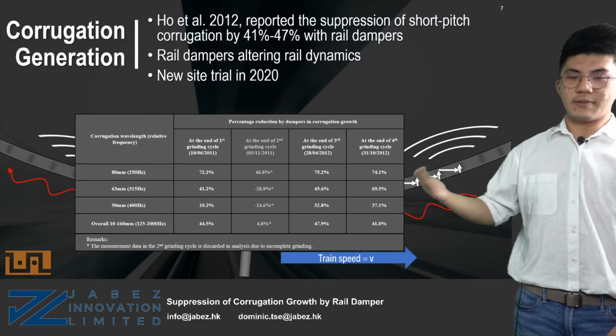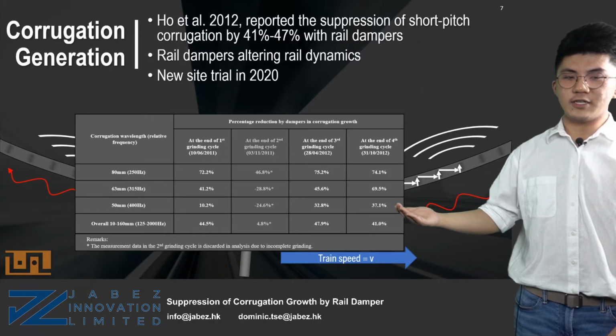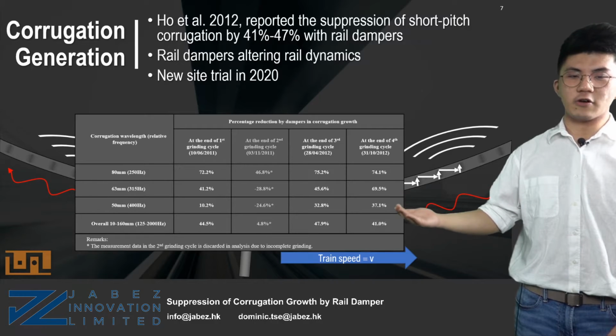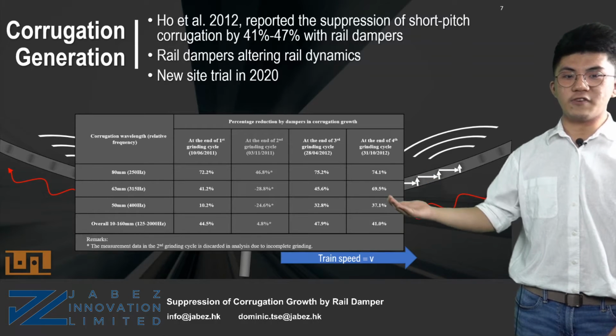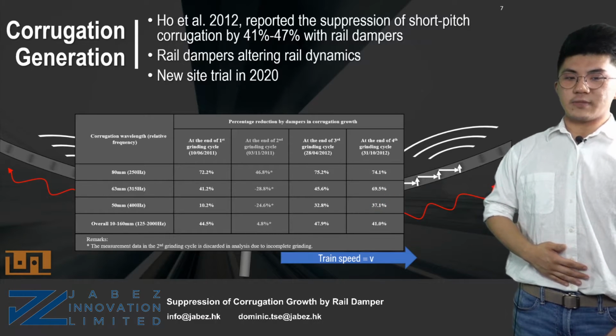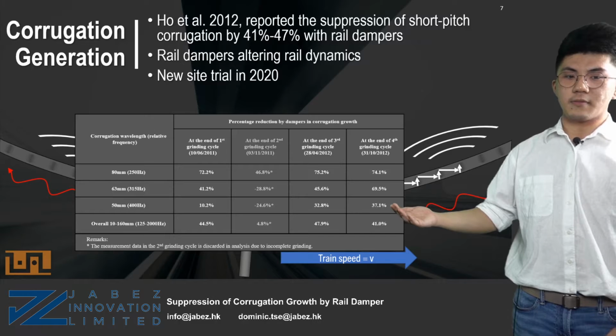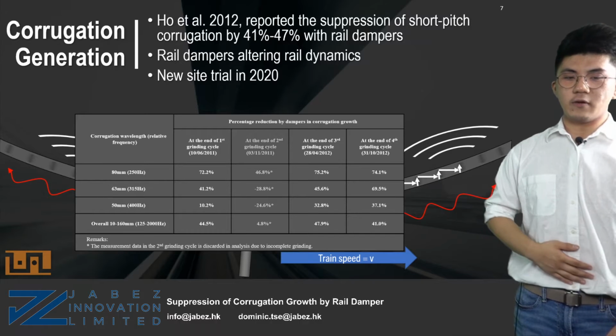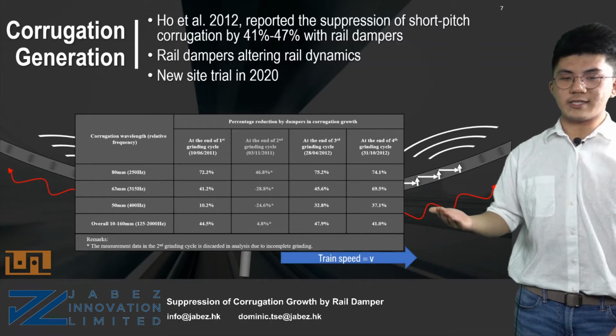Our previous paper, published in 2012, showed that the two-mass rail damper could reduce corrugation growth rate by 41 to 47%. The rail damper altering the rail dynamics was believed to be the reason behind it. To dig further into this topic, we conducted another site trial with our newly designed rail damper.